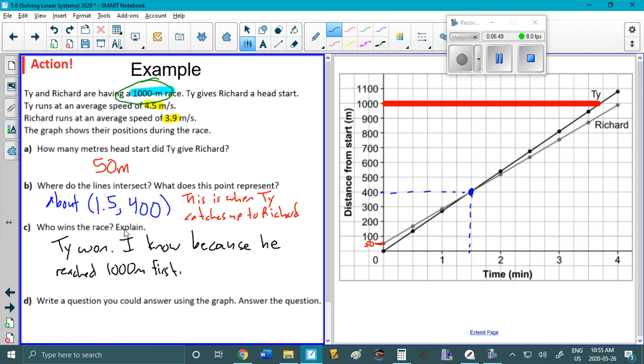Okay, and then the last thing I would like you to do is to write a question you could answer using the graph. So that could be like, how many meters ahead was Ty from Richard after 2 minutes, or after 30 seconds, or after 4 minutes, or whatever. You could say, how far from the finish line was Richard when Ty crossed? You could say, what's an equation for each? Okay, so there's all sorts of different questions you could ask here, so I'm going to leave that one for you.